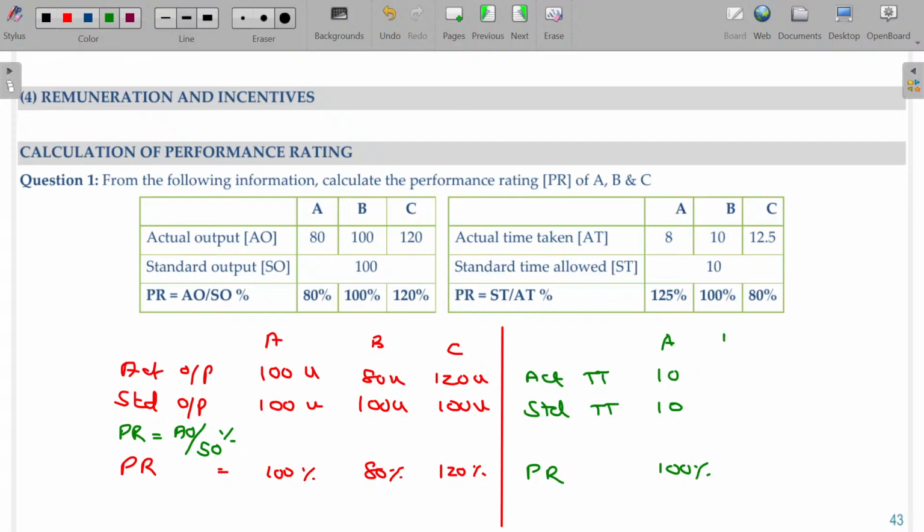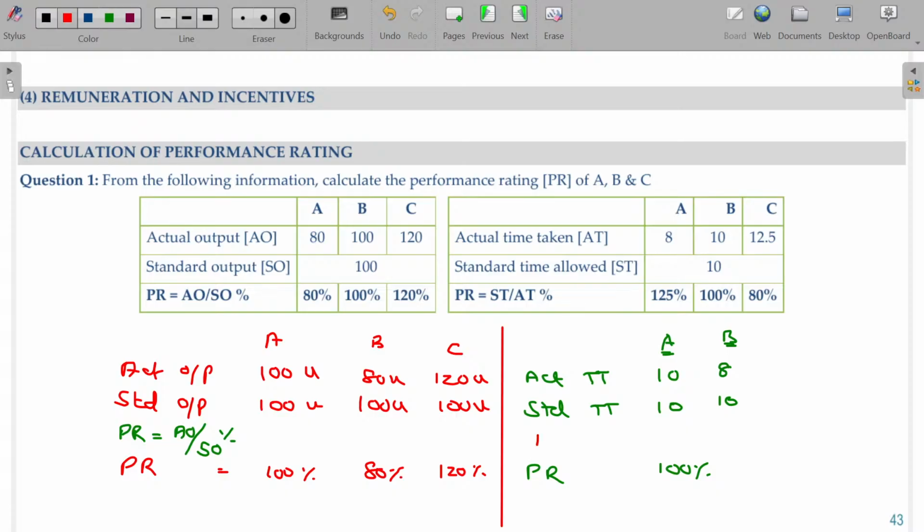But whenever about B, standard time taken being 10, but actual time taken by him is 8 hours. He has finished much earlier. Okay, then what could be the performance rating? Is it lesser or more? Less than 100 or more than 100 in this case? Completing the job in 8 hours rather than 10 hours.